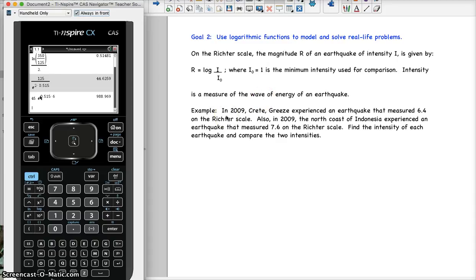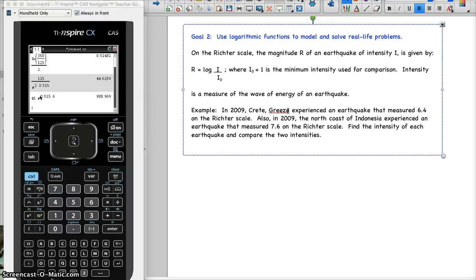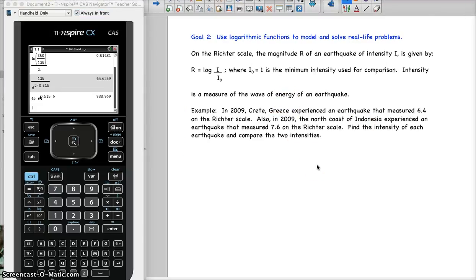So in this example, in 2009, Crete, Greece experienced an earthquake that measured 6.4 on the Richter scale. Also, in 2009, the north coast of Indonesia experienced an earthquake that measured 7.6 on the Richter scale. So obviously we know that the Indonesian earthquake was more intense than the earthquake in Greece. But we want to find the intensity of each earthquake and then compare those two intensities to one another.